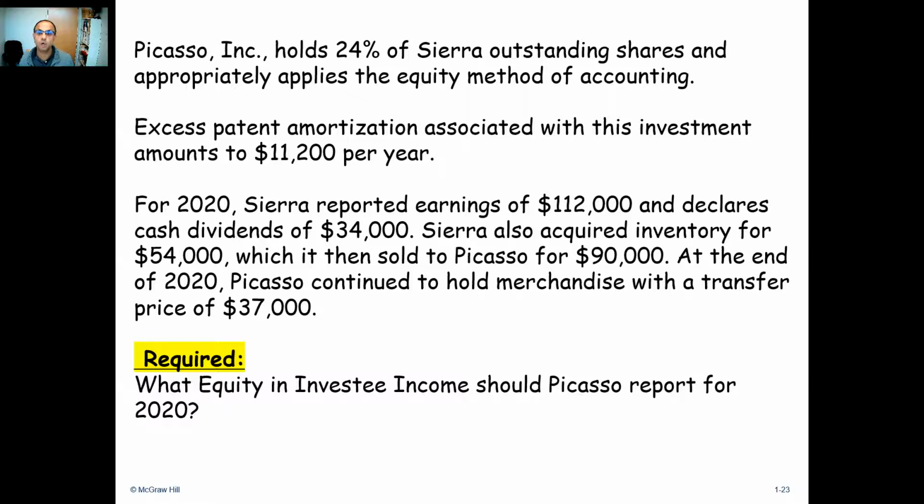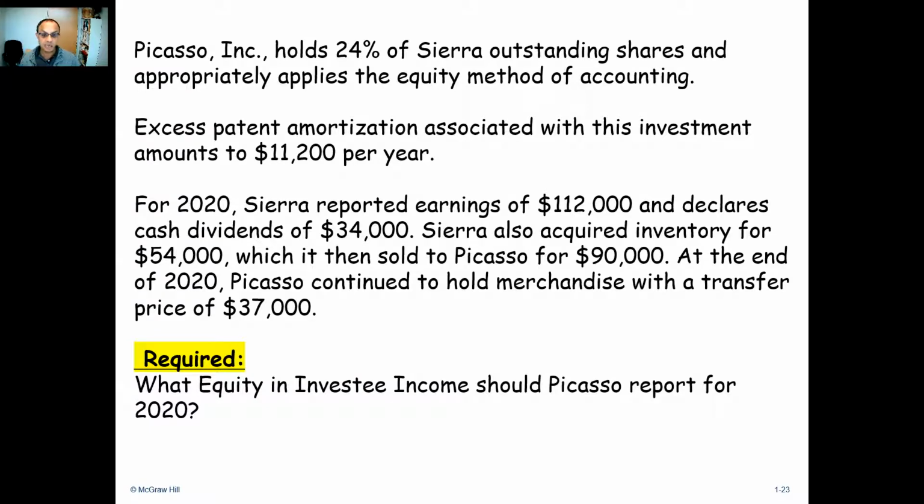Picasso Incorporation holds 24% of Sierra outstanding shares, which means that we have significant ownership and we use equity method of accounting. The excess patent amortization, so here we calculated the difference between the fair value of the common stock and the book value of the common stock, amortized it per year, and we get the amount 11,200 to save you the time of calculating all the amortization amount.